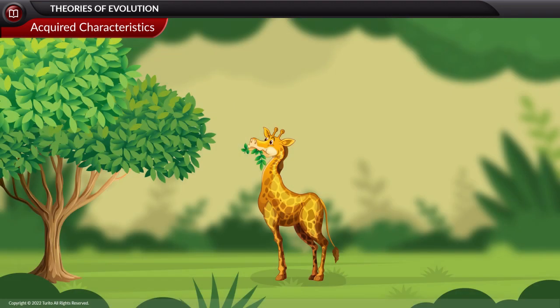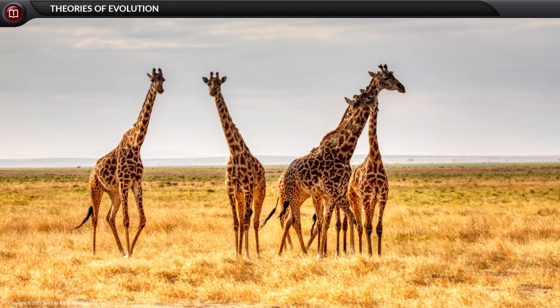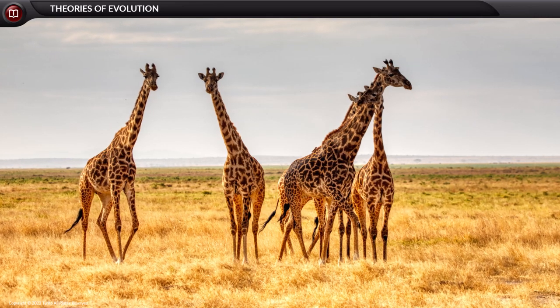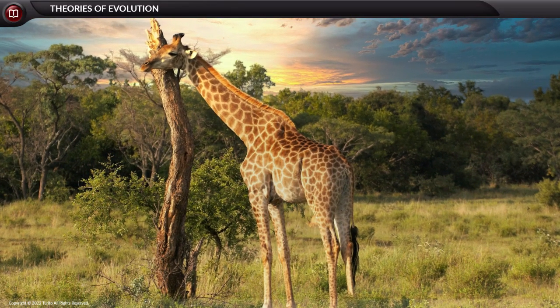For instance, initially, the giraffe had a small neck, but because it wished to eat the leaves present on the top of the tree, it extended its neck, and this led to the expansion of the neck slowly, resulting in the formation of a long neck within a few generations. By stating this example, Lamarck explained his theory that giraffes acquired the physical trait of increasing the neck size by using it more, and this was inherited by the further generations.